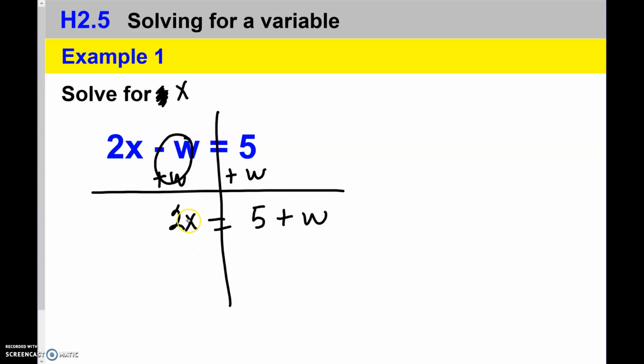All right, it still doesn't say x equals, we have 2x. So how do we move that 2? We have to divide both sides by 2. So these 2's cancel out, and we're left with x equals. Now, there's no math. Nothing can simplify here. So we have to leave this as 5 plus w, divided by 2.